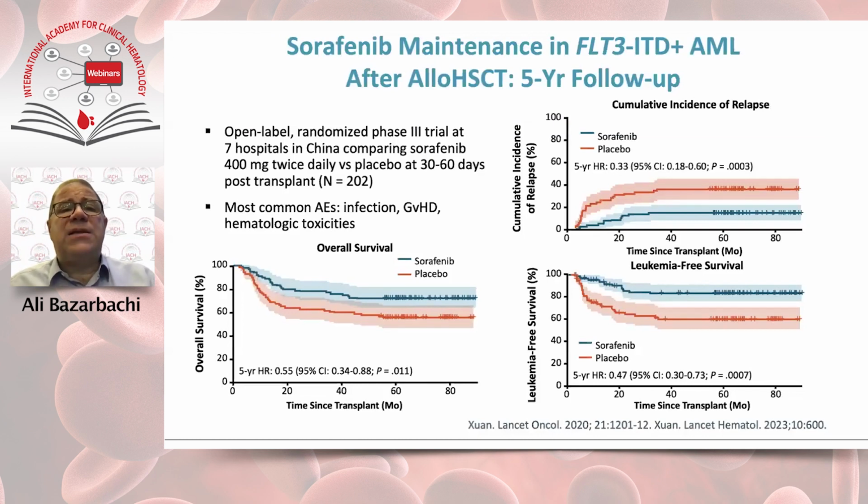Another bigger randomized trial was reported from China, this time an open-label randomized phase 3 trial at 7 hospitals in China comparing sorafenib 400 milligram twice daily versus placebo at 30 to 60 days post-transplant. The most common adverse events were infection, GVHD, and hematological toxicities. And again, you have a significant decrease in the cumulative incidence of relapse, as you can see on your right-hand side, the upper panel, with a hazard ratio of 0.33, translating into a major improvement in leukemia-free survival and overall survival with sorafenib as compared to placebo.